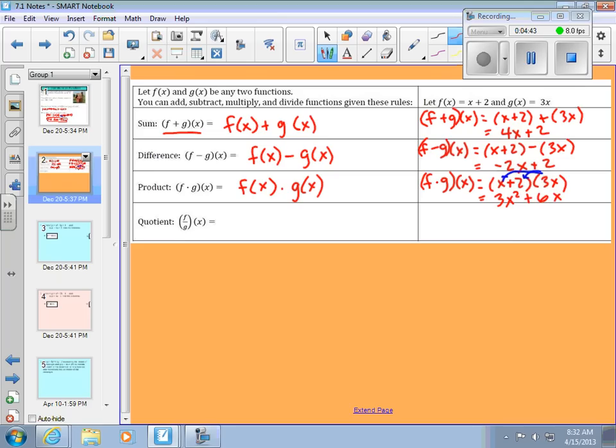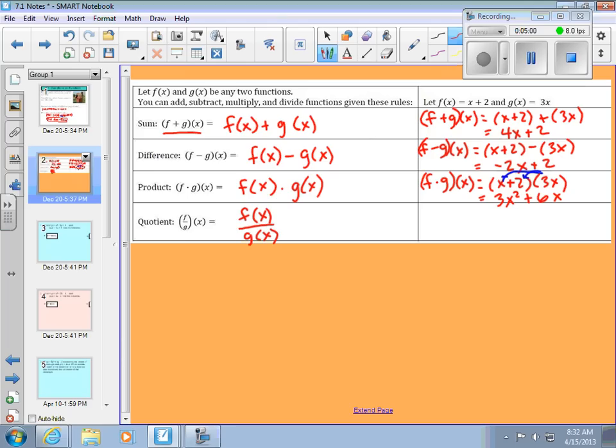All right, the last one, quotient, means to divide. So we want to take our function on top divided by our function on bottom. Now, one thing with division, remember we've talked about there's one thing you can't divide by, and that's 0.